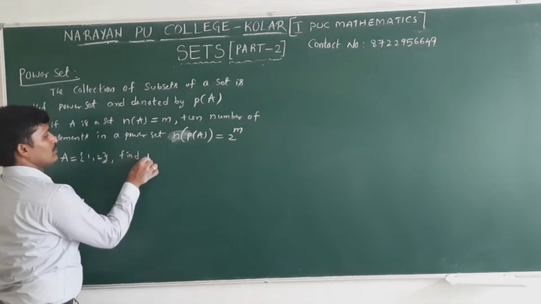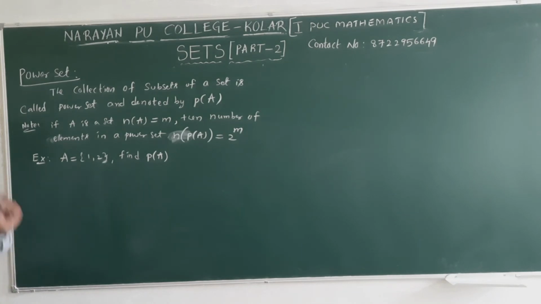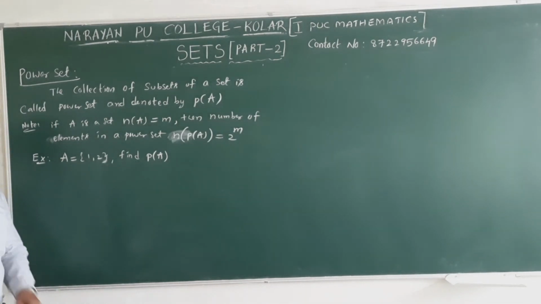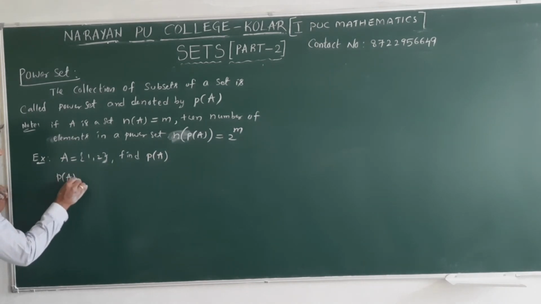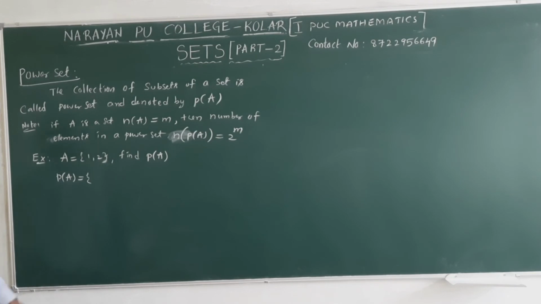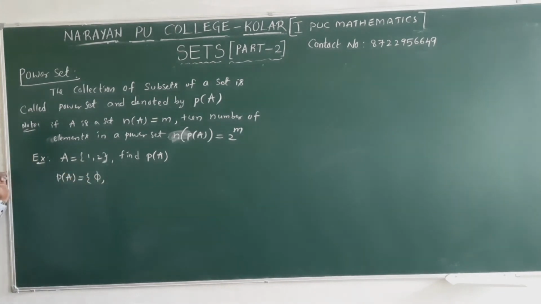Find P of A. P of A means power set. Already I said the empty set is a subset of every set. That means, while writing P of A, meaning what? The collection of subsets of a set. For every set, the empty set is a subset. That's why first we need to write the empty set.